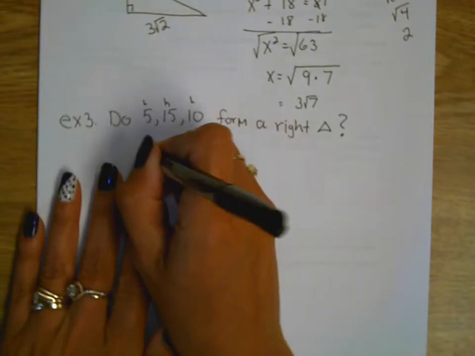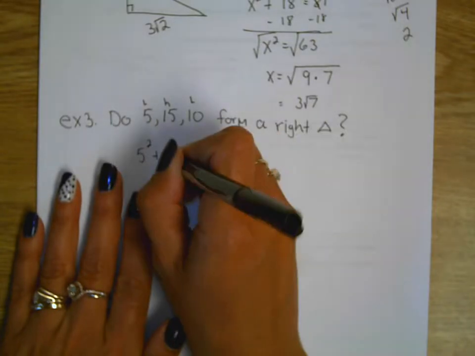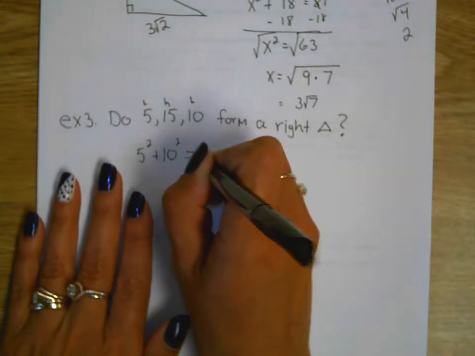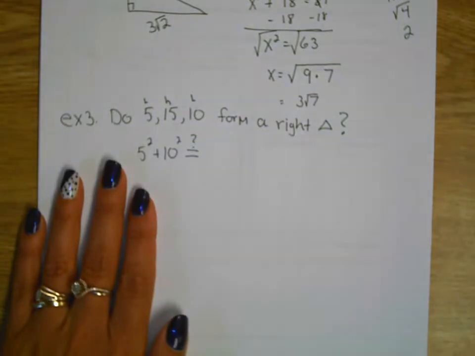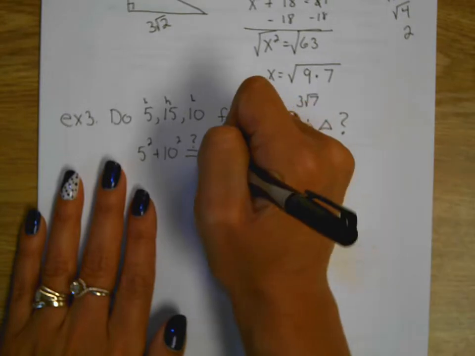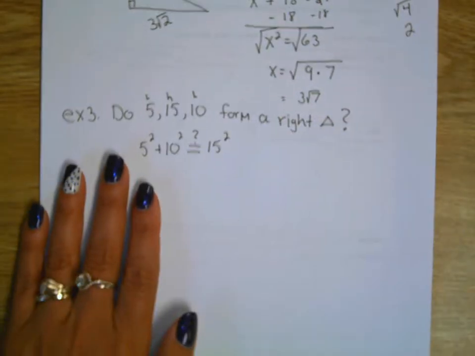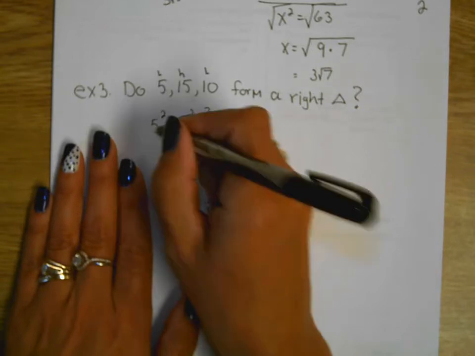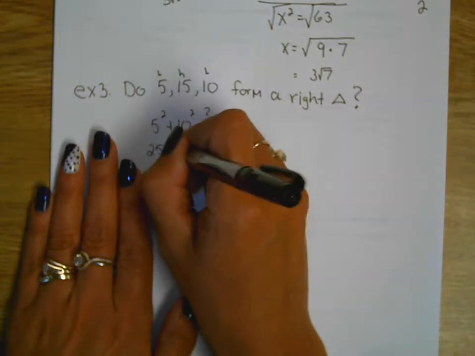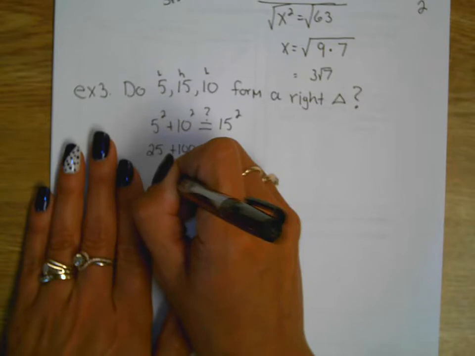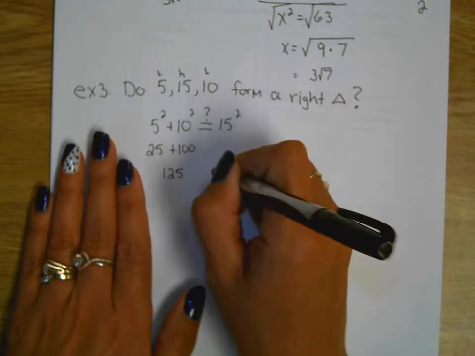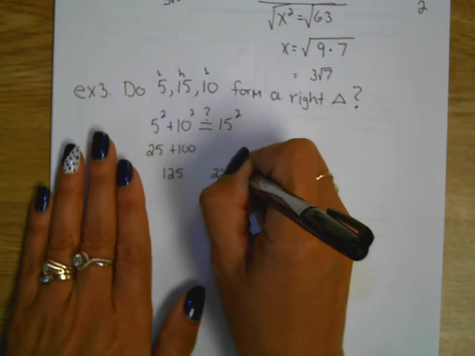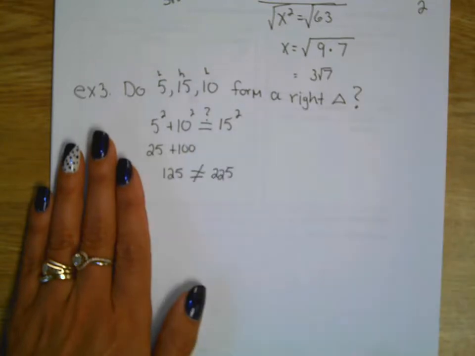Here we go. 5 squared plus 10 squared. I'm going to put a little question mark above my equal sign because I'm not sure yet. That's what I'm questioning. Does that come out equal to 15 squared? Let's crank through this. 25 plus 100 is 125. Over here, 15 squared is 225, not even close. So those are not equal. So do we have a right triangle? No. Verified.